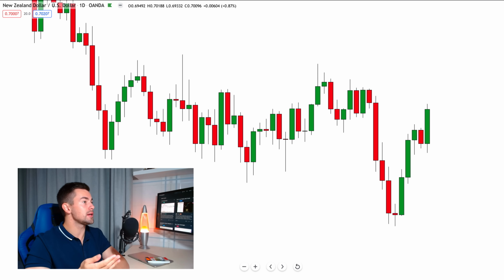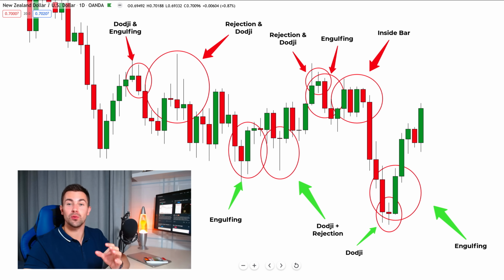Here on this example, I have the New Zealand dollar chart, and from a current perspective, the market right here looks like a complete mess. But what if we just simply identify the candlestick patterns right here? Look how many candlestick pattern formations we have right here. Look how many patterns were identified. And if you study candlestick pattern formations, you will see them everywhere. Just practice, just learn to recognize them, and you will see them everywhere. And you will see how accurately you will be able to predict the future market behavior with the candlestick pattern formations.